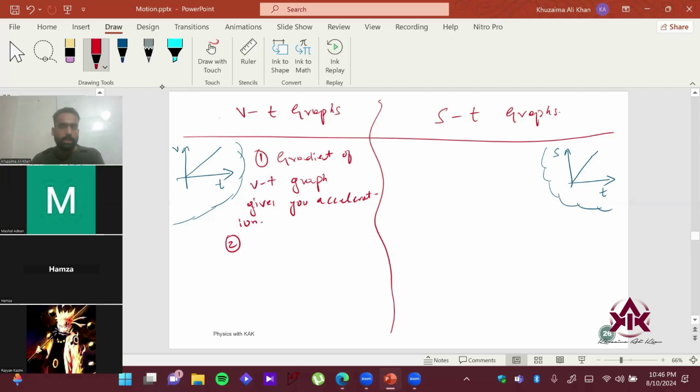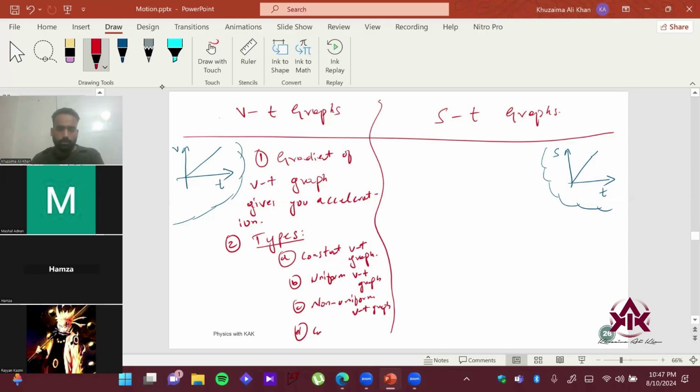We have studied types. How many types do we have? We have the constant speed time graph, right? We have seen a uniform speed time graph. We have seen a non-uniform speed time graph, and we have seen the combined versions. ठीक है जी?